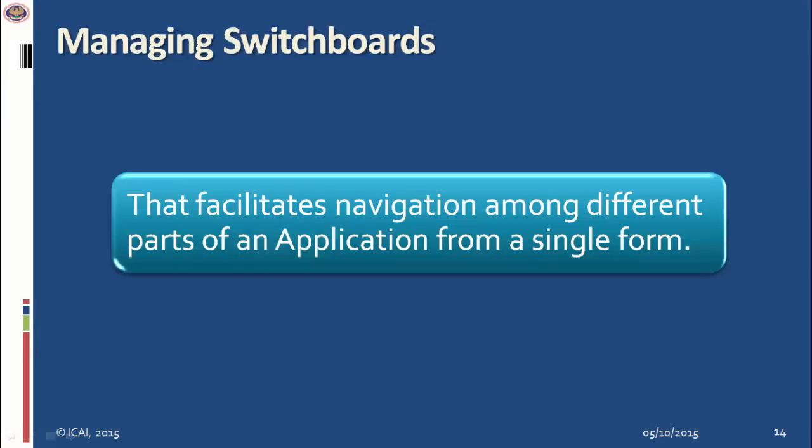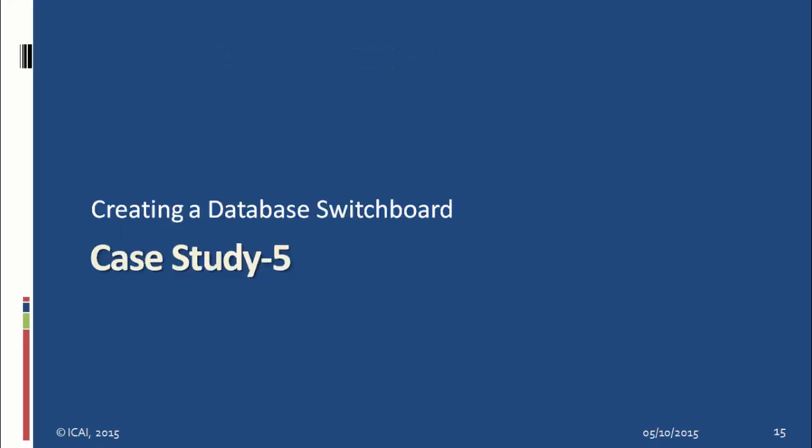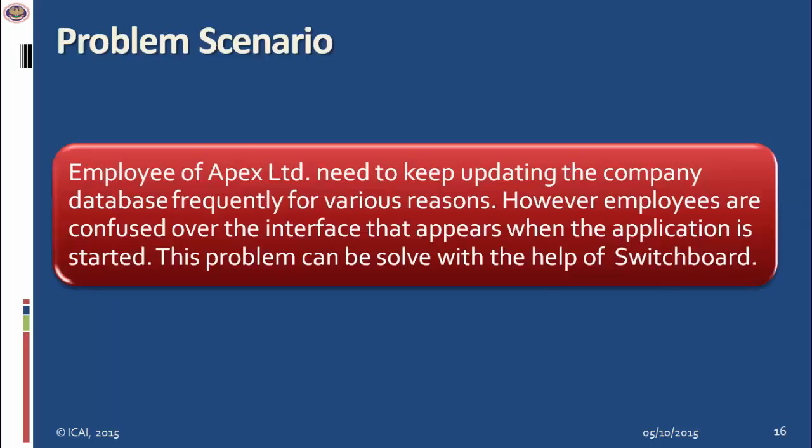Next part is managing switchboard. A switchboard facilitates navigation among different parts of an application from a single form. We can understand switchboard with the help of an example. It's creating a switchboard using case study 5. Employees of Apex Limited need to keep updating the company database frequently for various reasons. However, employees are confused over the interface that appears when the application is started. This problem can be solved with the help of a switchboard.